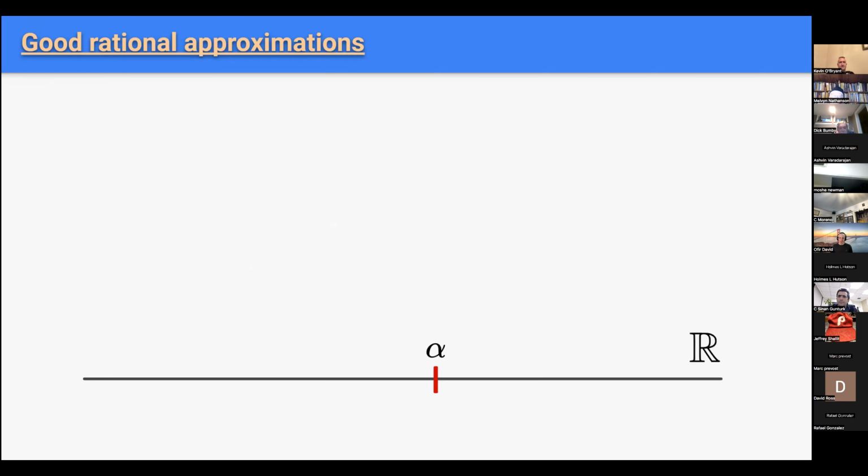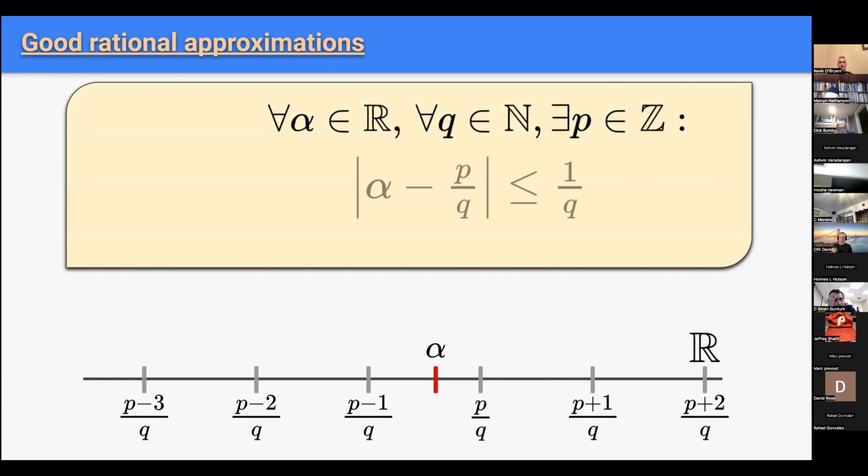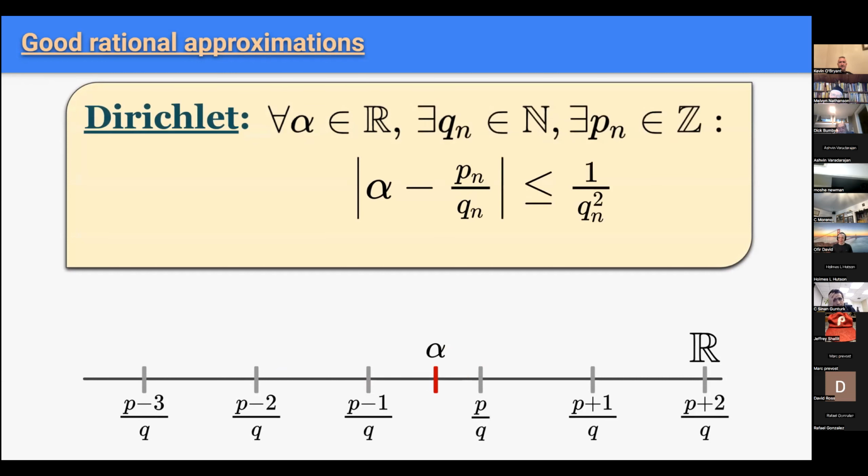So take your favorite alpha, and let's say that we want to approximate it by a rational with denominator q. Of course it is very easy to see that you can always approximate it such that the error is at most 1 over q. This is very easy because alpha is inside a segment of length 1 over q. Of course 1 over q is not enough in many cases. And here we have Dirichlet's theorem, which is a very interesting and very simple theorem, which shows that if you let me choose the denominator in a smart way, I can make sure that the error is at most 1 over q squared. So these are very good rational approximations.